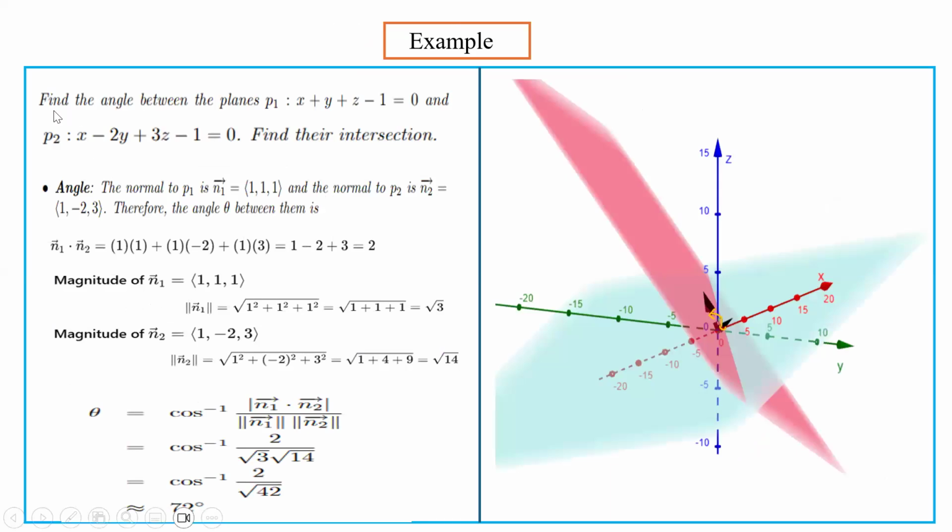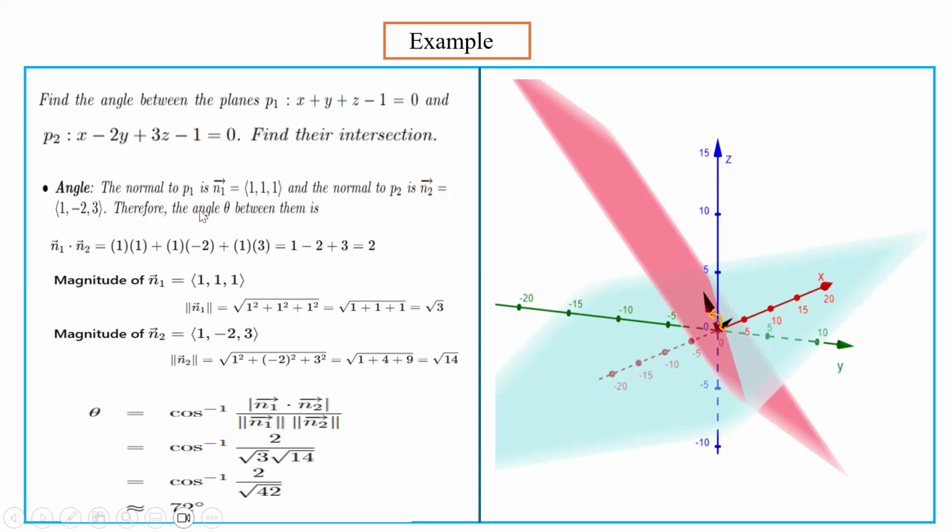Example 1, we're going to find the angle between the planes P1, x plus y plus z minus 1 equals 0, and P2, x minus 2y plus 3z minus 1 equals 0. And then we are going to find their intersection. To calculate the angle, the normal to P1 is N1, which is (1, 1, 1). You can see here from P1, we're taking the coefficients of the x, y, and z terms. So that's the normal. And to P2, N2 will be (1, -2, 3).